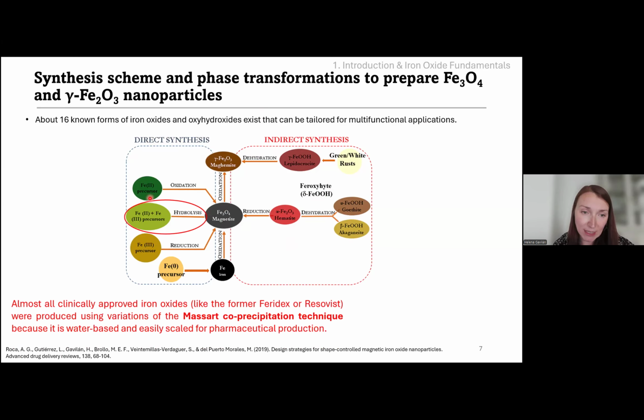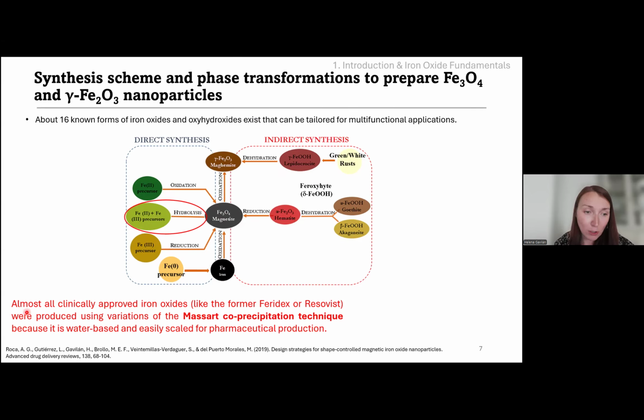Here we can see that in the direct synthesis, we have iron 2 precursors that can oxidize, iron 2 and iron 3 precursors that can undergo hydrolysis and form magnetite directly, iron 3 that can be reduced, and iron 0 precursors that can decompose into iron and then oxidize. Then there are some indirect syntheses that rely on intermediate species like green or white rusts, lepidocrocite, hematite, goethite, akaganeite, and so on.